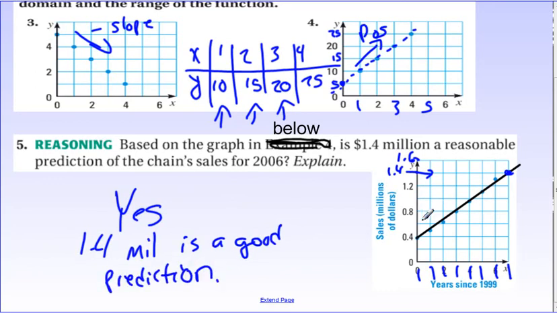I messed up because I was wrong looking at my scale. Each line here, it's counting by 0.2, 0.4, 0.6, 0.8, 1.0, 1.2, 1.4, 1.6. I did not look at the scale close enough, and I made a mistake, and I was thinking it was counting by something else, by 0.1. That messed up my scale. When I went back and fixed it, that is 1.4. That dot does follow on the line that we think it should be, so yes, it is a good prediction.